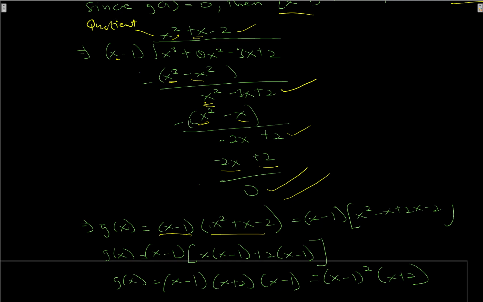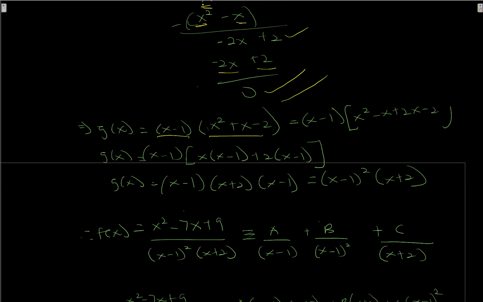Okay, so now we have this. Also, we can factorize x squared plus x minus 2 completely using the method of factorization. And when you do that, we are going to get x plus 2 and x minus 1. And this is a factor of g of x. So this can also be written as x minus 1 all squared multiplied by x plus 2. We can now rewrite f of x in this form.